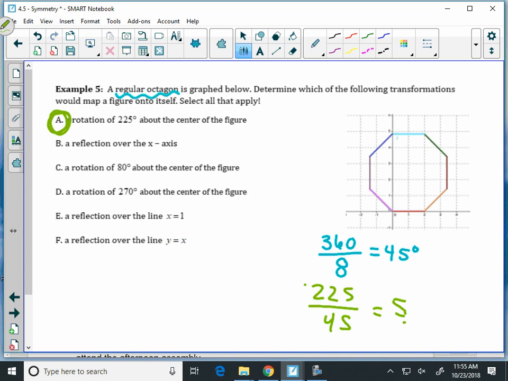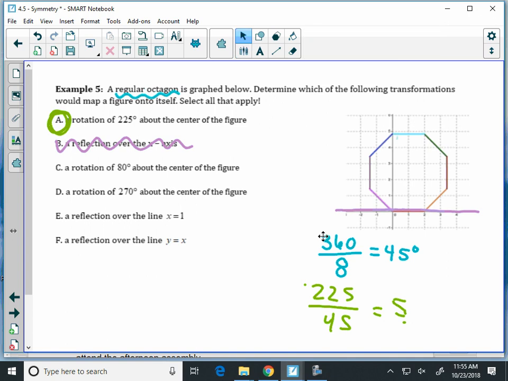Let's take a look at B. When it's talking about reflecting over something, highlight that line. This is the x-axis. Then check and see, is that a line of symmetry for that figure, cutting that figure in half? If we fold the figure over that line, is it going to map up onto itself? No. So is this going to be an answer? No. Lines of symmetry are lines of reflection. If you reflect a figure over its line of symmetry, it will map up onto itself.